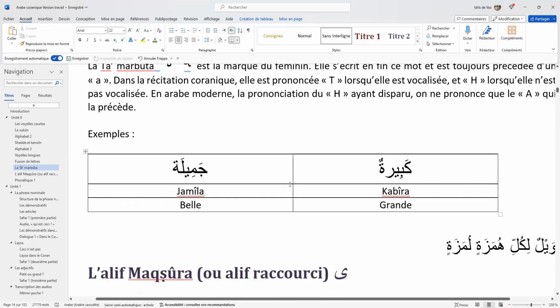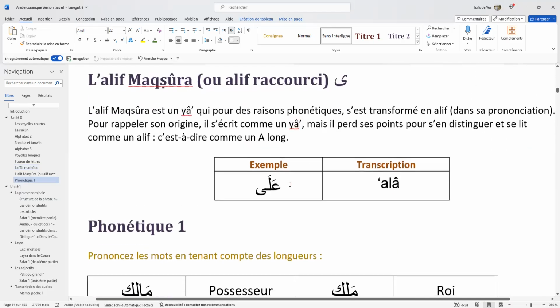Next we have another letter called the alif maqsoura. Here again it's a matter of hybridization, or rather of transformation, because the alif maqsoura is in fact a ya that has been transformed into an alif. That is, it's pronounced like an alif.